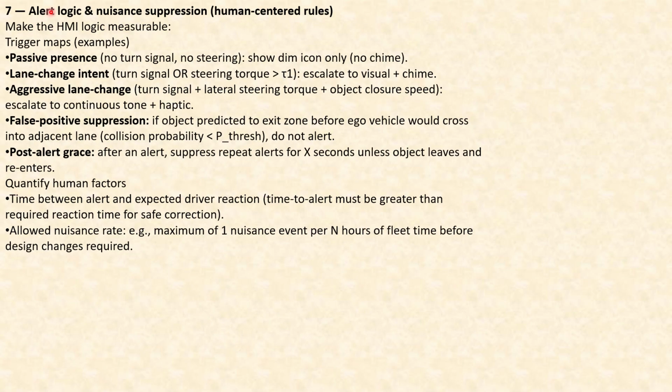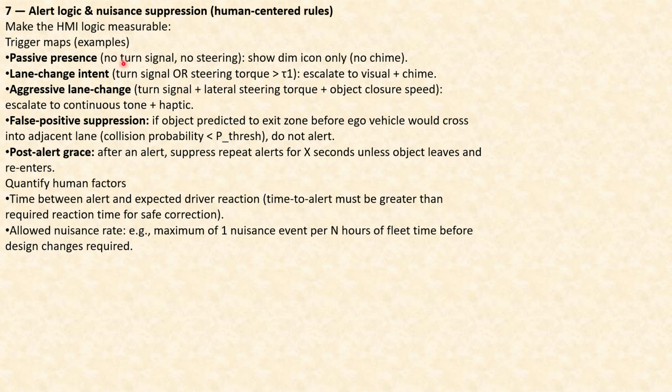Now let's talk about the alert logic and nuisance suppression, because on one side you have to alert, but on the other side you should not be a nuisance. If you're alerting unnecessarily, you become a nuisance. So the perfect trade-off should be achieved. So the first step is to make the HMI logic measurable. It should be measurable. And trigger map examples.